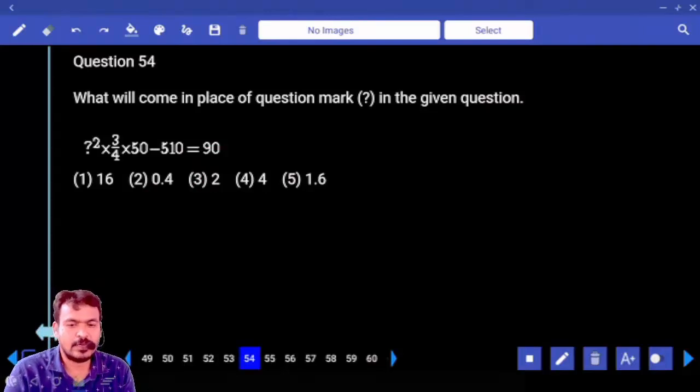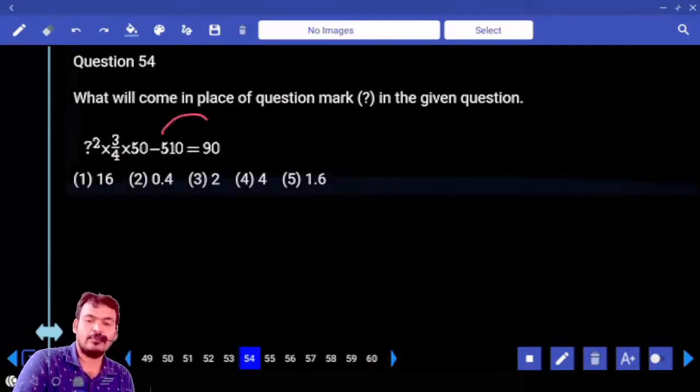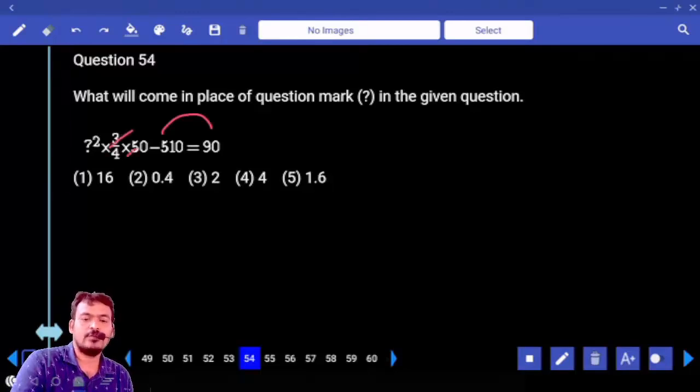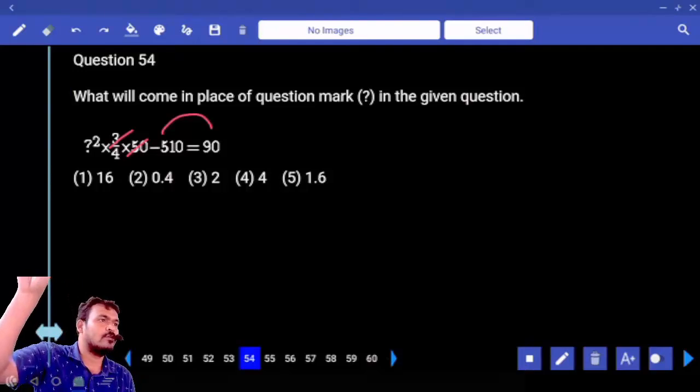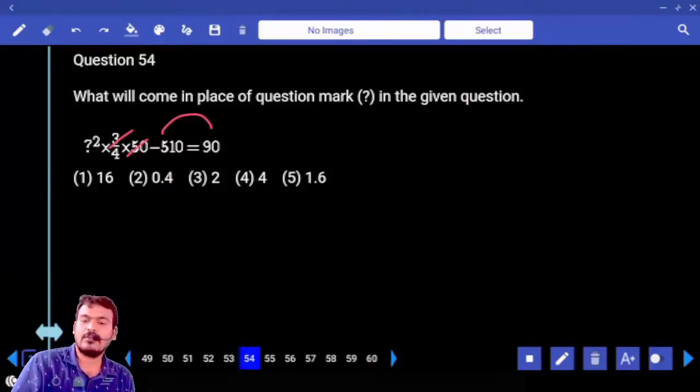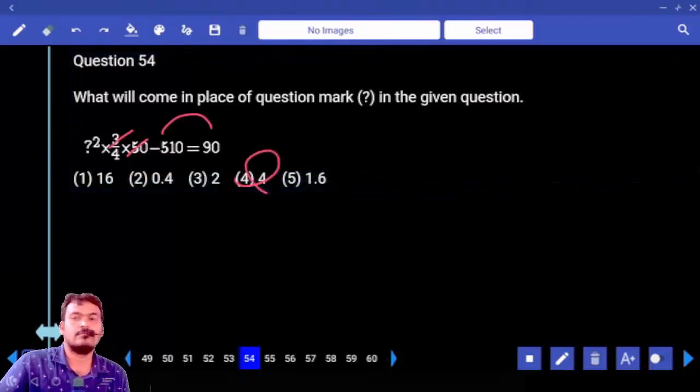Please learn the tables. Something squared into 3 by 4 into 50 minus 510 equal to 90. Negative value becomes positive. Overall it is 600. 3 by 4 into 50. 3 into 50, how much? 150. 600 is almost 4 times 150, or not? 4 times 4 is 16. Something equal to 4, or not?